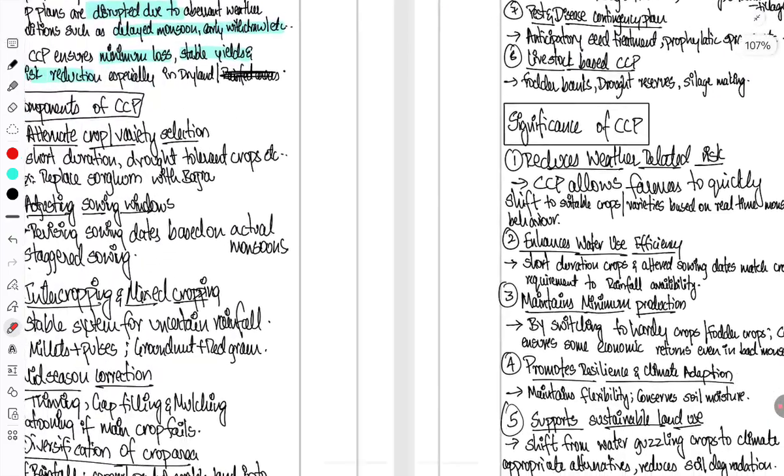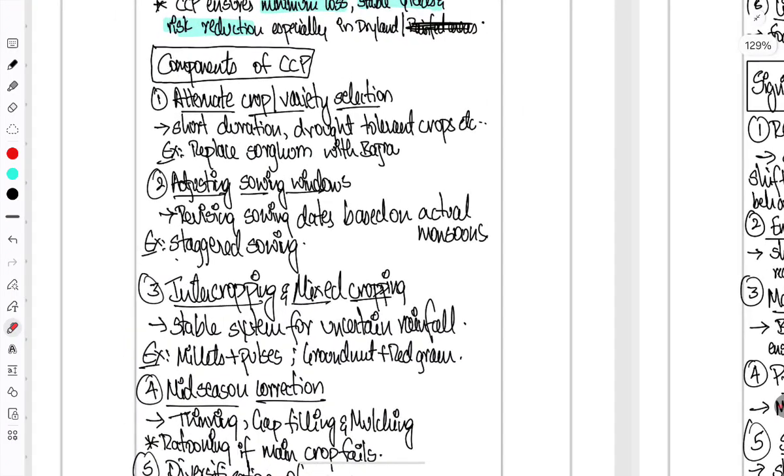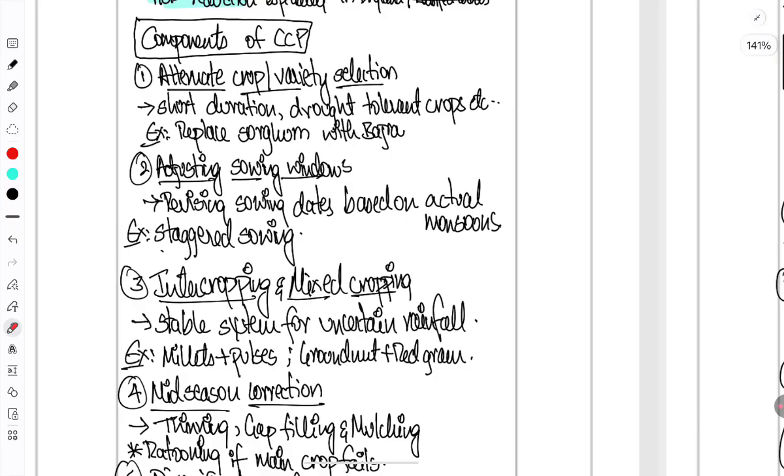After that, for components we have to write nearly 4 to 5 points, but I have mentioned 7 to 8 here, so that we can at least write 4 to 5 in the answer. So what are the components of contingency crop planning? Number one, alternate crop or variety selection. This is a basic thing of contingency crop planning. We will replace the original crops with short duration or drought tolerant crops.